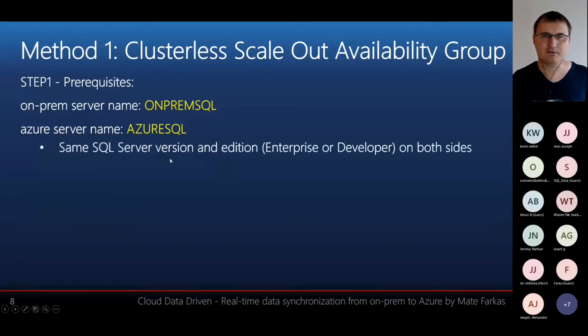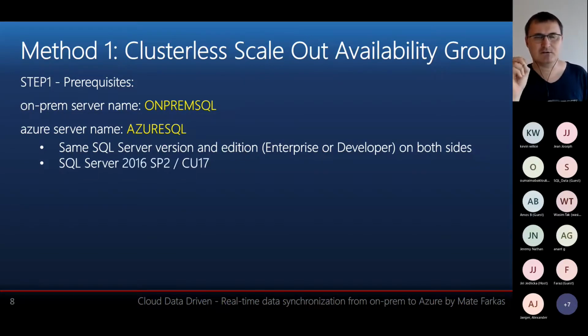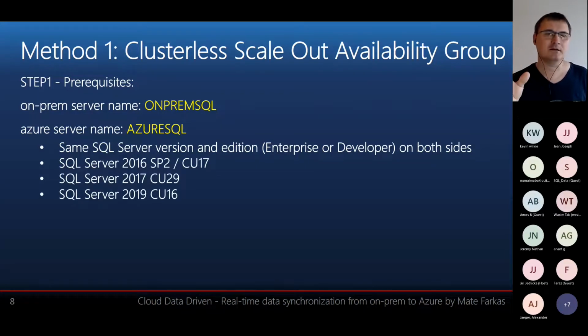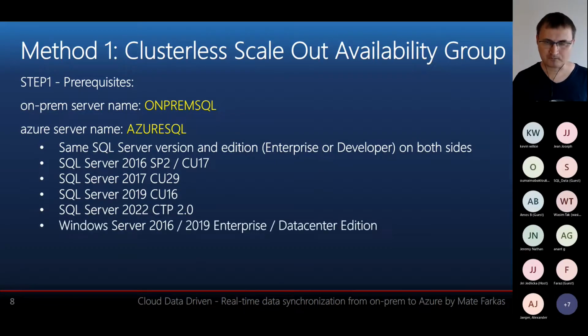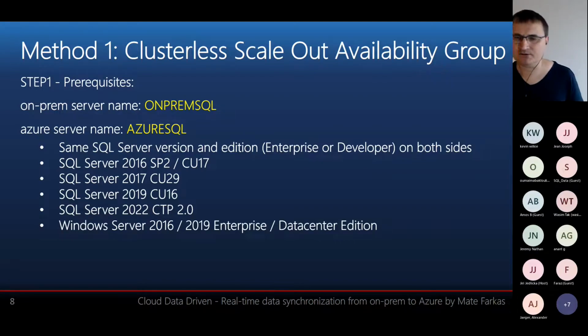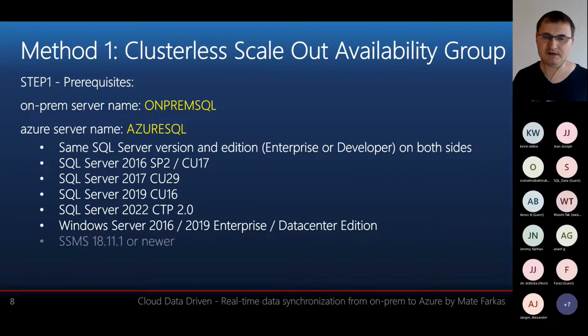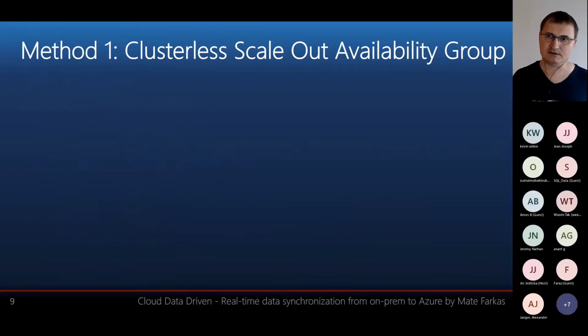So the first prerequisite is that we have to use the same SQL Server version on both sides. We can use SQL Server 2016, 2017, but I will present this with 2019, with the latest cumulative update. And of course, you can use the next version of the SQL Server. Windows Server 2016 or 2019 Enterprise or Data Center Edition, where I will present this, and a newer version of SQL Server Management Studio.